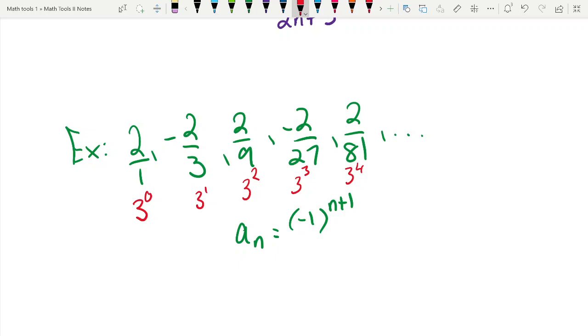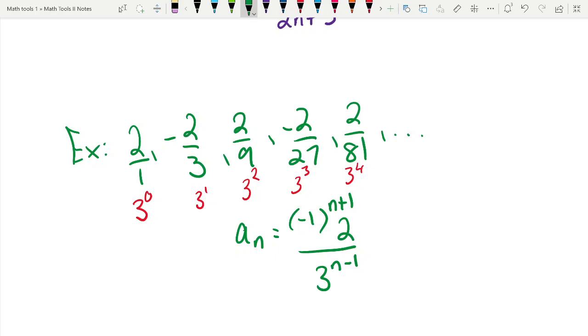So that's fine, but we need to take into account that the power is 1 less than the current term, right? So if we're going to start our sequence at 1, then the bottom here is going to be 3 to the n minus 1. Okay. And then the top, of course, should have a 2 in there.